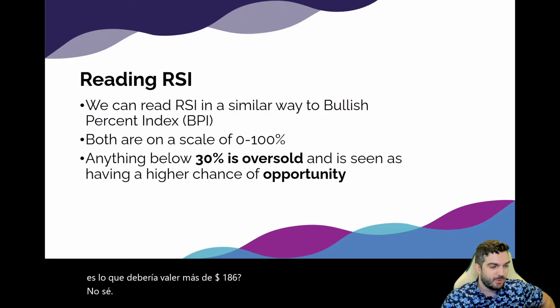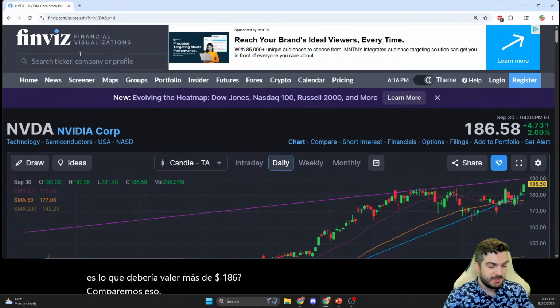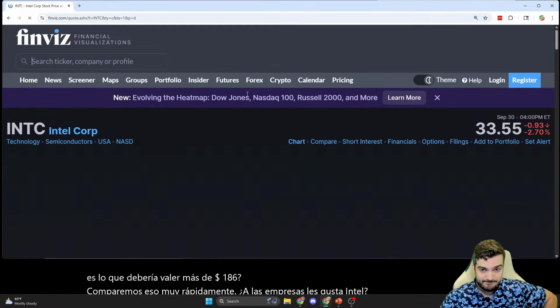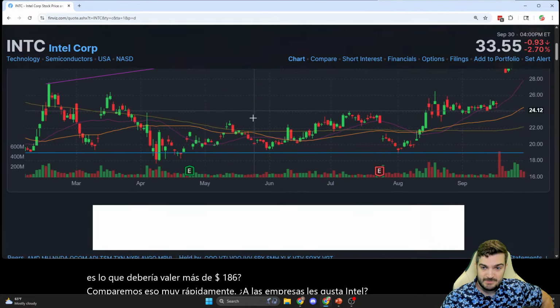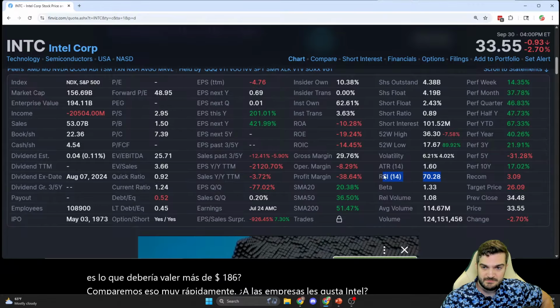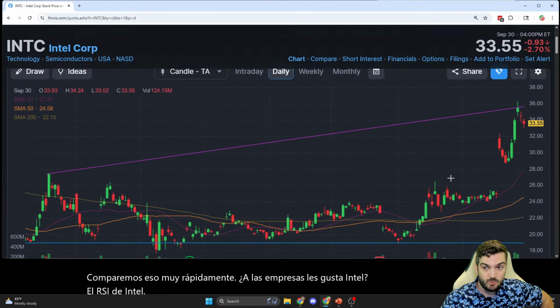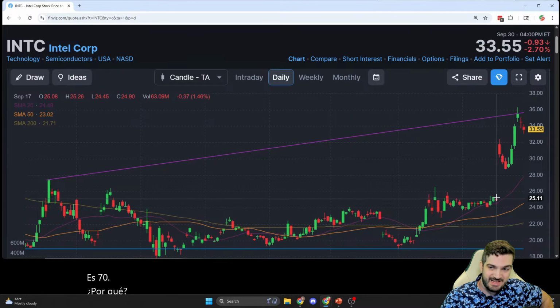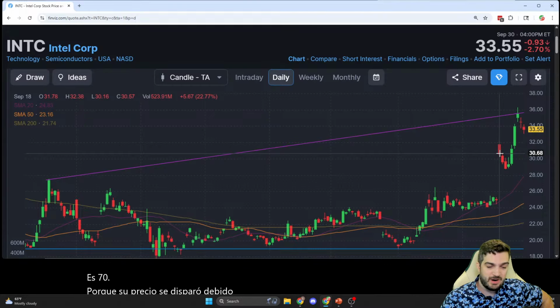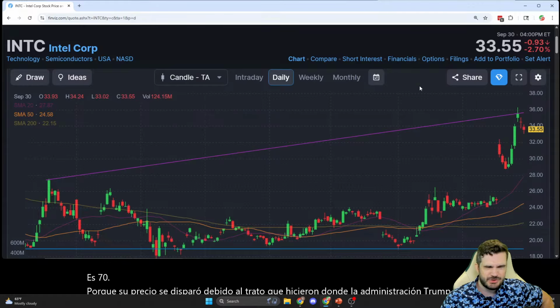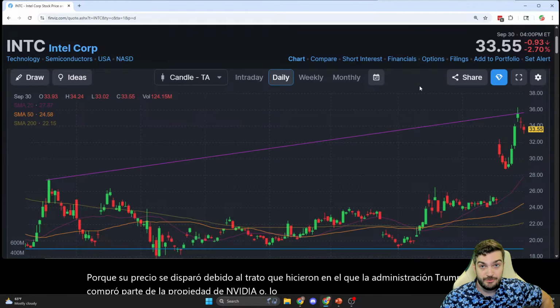Let's compare that really quickly to a company like Intel. Intel's RSI is 70. Why? Because its price just shot up due to the deal that they made where the Trump administration bought part ownership in Intel. Also, Intel just made a deal with NVIDIA.